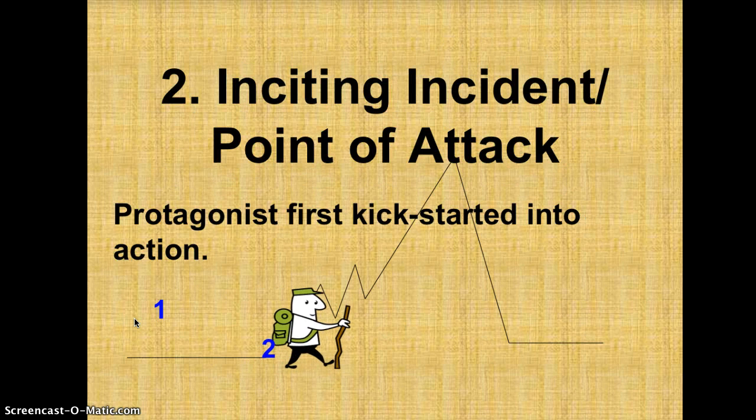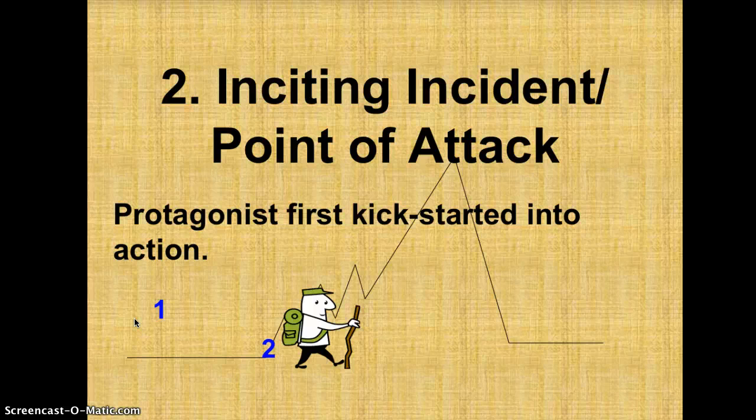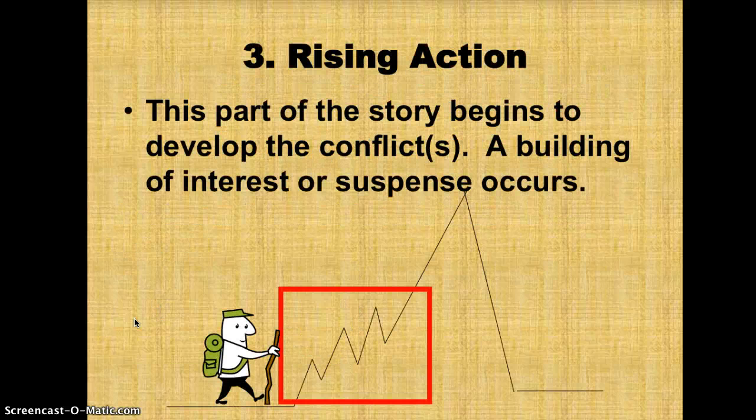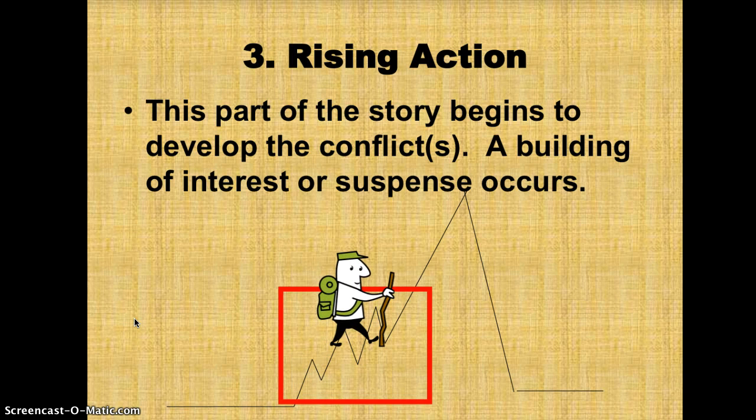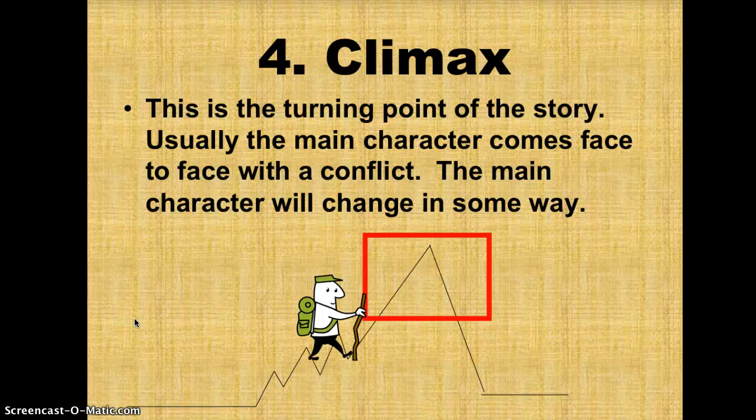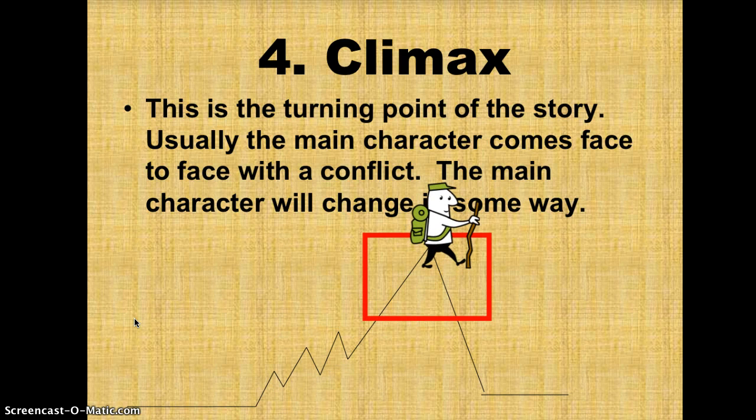Then, after the exposition, there's a place in the play where the protagonist is actually kick-started into action. For Dorothy, I maintain it happens when the cyclone drops her house on the Wicked Witch of the East, and she's forced then to go to Oz. So all the things that happen after that to Dorothy are pretty much what we call rising action. The conflict develops, suspense happens, she meets all of her wonderful friends, and they take her on this journey that ultimately ends in the climax, the turning point of the story.